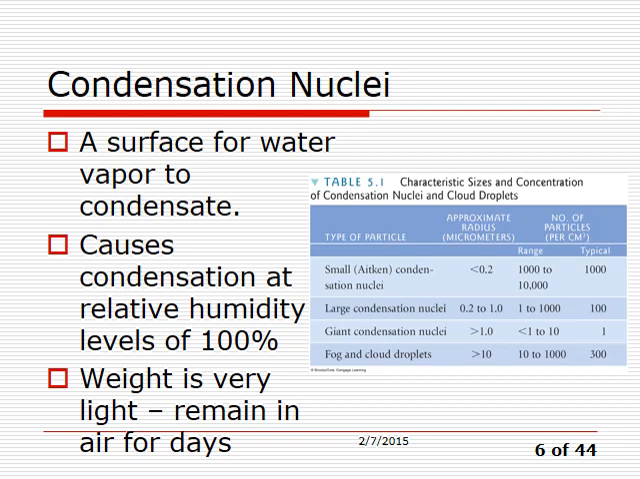To have any condensation, the vapor must have some surface to condense on, and this is what we call a condensation nuclei. It usually causes condensation at relative humidities of about 100%. And these nuclei are very light and can remain in the air for days. There are different sizes of condensation nuclei, going from the very small, sometimes referred to as Aitken nuclei, to large, giant, and then fog or cloud droplets. Now they are about 10 times or 100 times larger than the smallest condensation nuclei. And you can see the smaller the condensation nuclei, the more of them can exist in a particular region or volume of space.